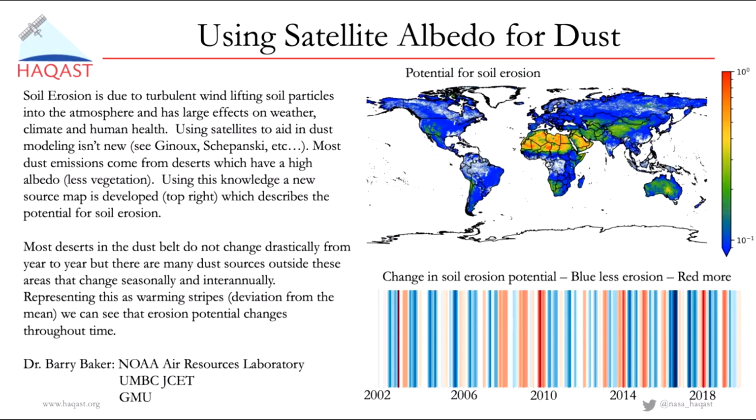Warmer colors, such as over the Saharan desert, show areas that are more likely to undergo soil erosion. But this doesn't just change in space, it also changes in time. In the bottom right, I show the deviation from the average erodibility in time, represented by warming stripes. We can see that not only does soil erosion change seasonally, it also changes interannually.